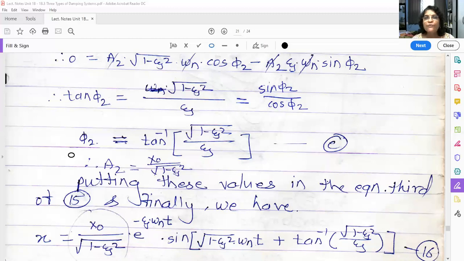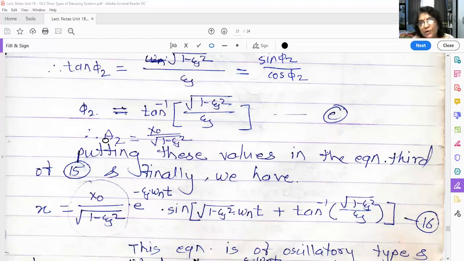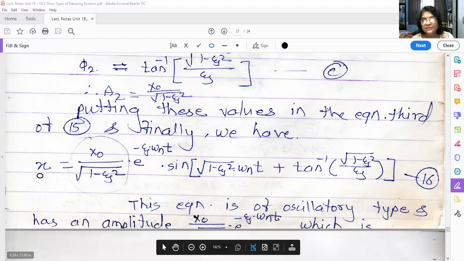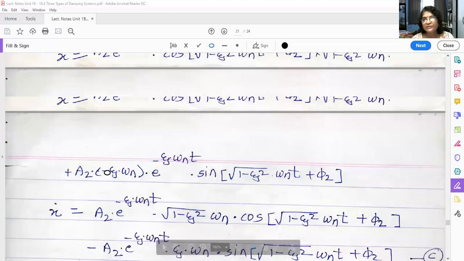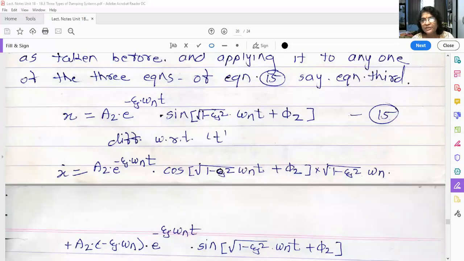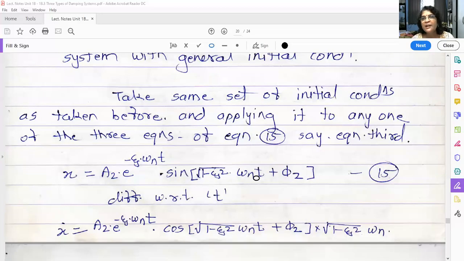Okay, now we have to put the values of these two constants, that is a2 and phi 2, in our equation. Which is this equation? This is the solution of under damped free vibration. Okay, this we have written here. If you go back, see, this is your equation. Into this equation now you have to put the values of a2 and phi 2. So put the values here now.